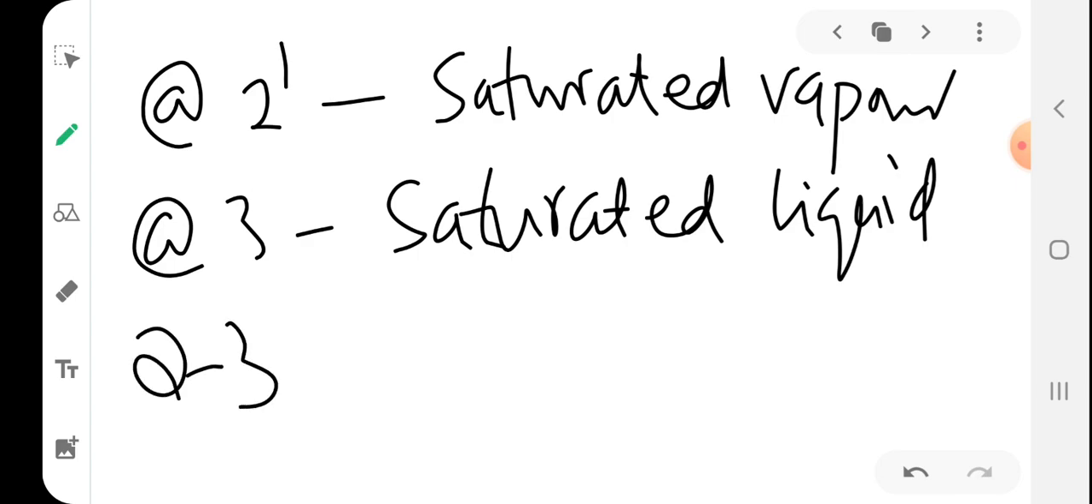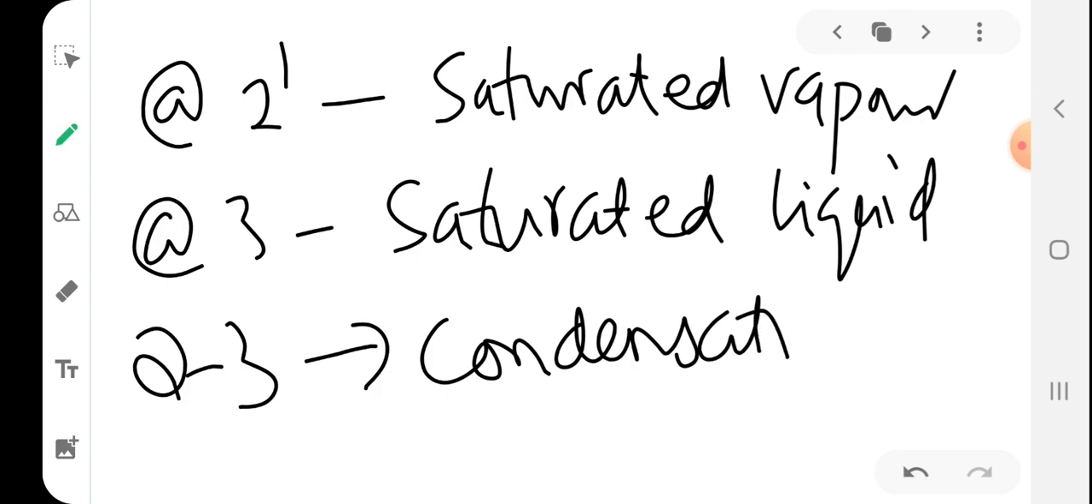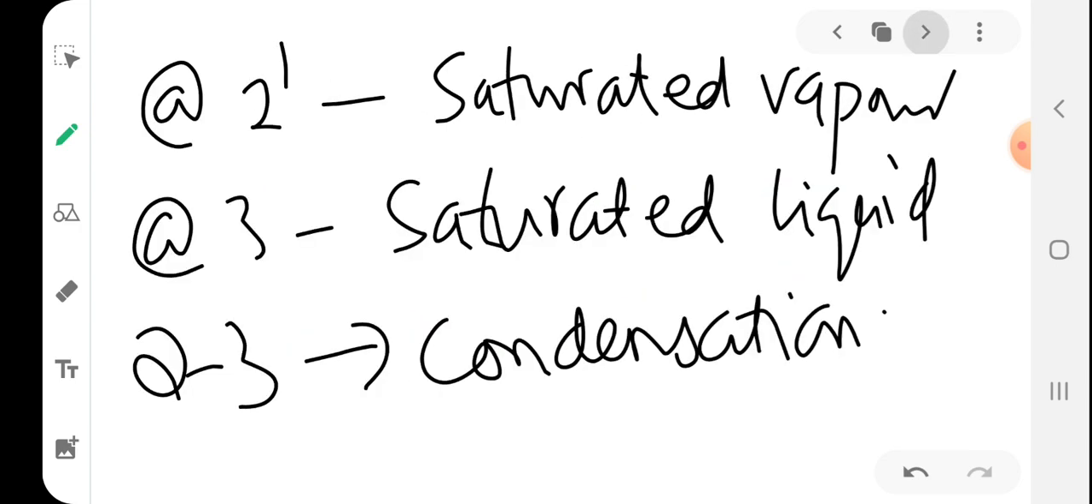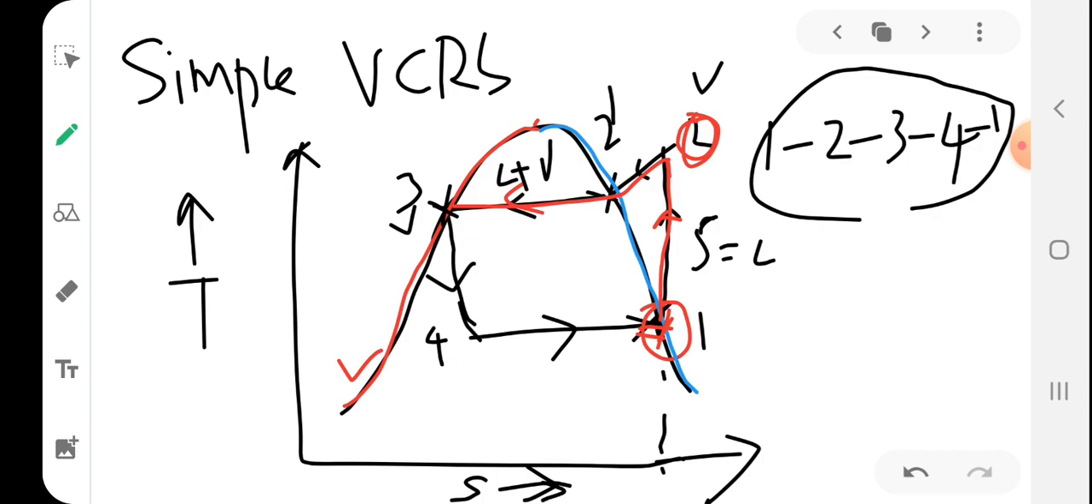So from 2 to 3 it has undergone a condensation process. Condensation is taking place, so the refrigerant changes phase from superheated vapor form to saturated liquid form. So this is nothing but condensation. Now at position 3 it is liquid.